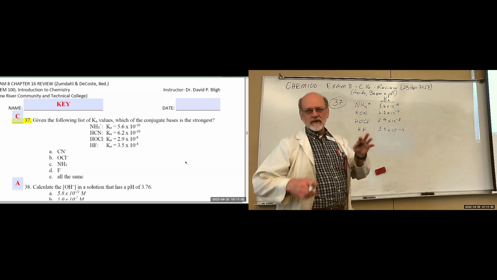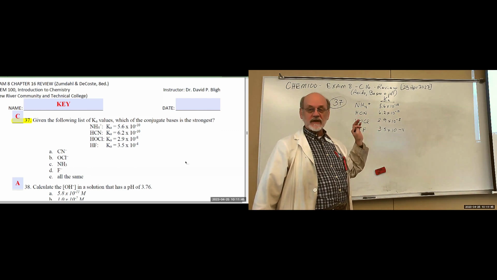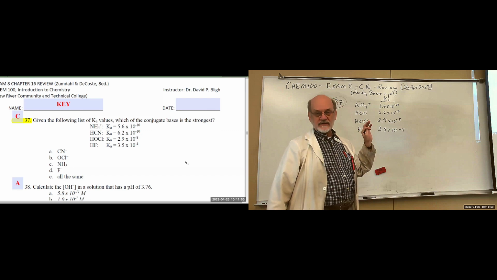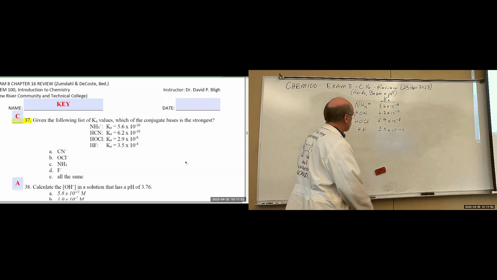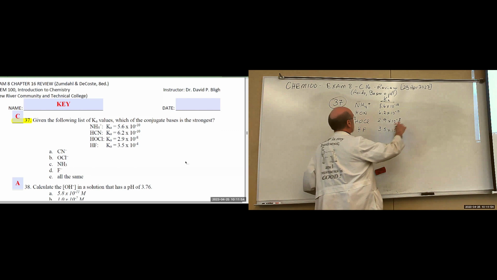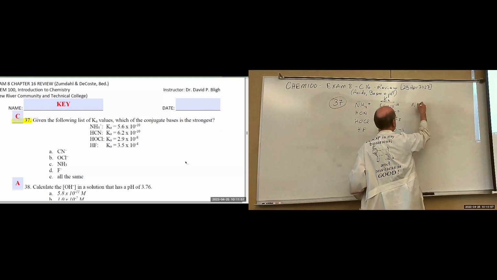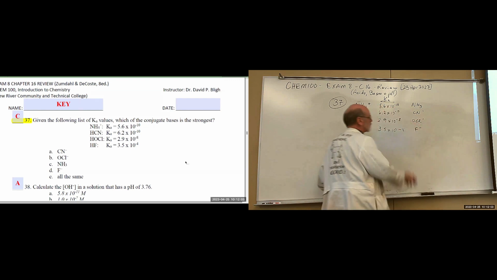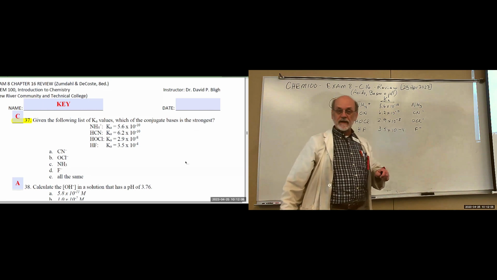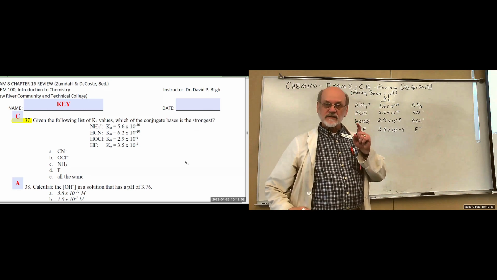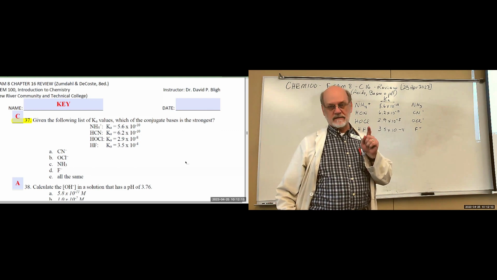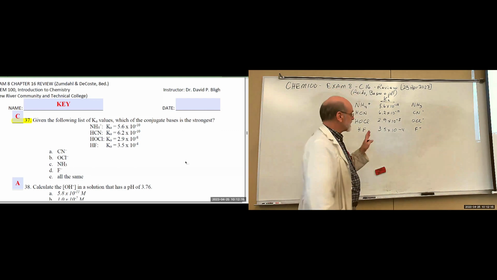But this problem, we're not going for that one. We're going for the strongest conjugate base. So the conjugate base, since these are the acids, what's the conjugate base? Right? NH3, CN minus, OCl minus, and F minus. So which one of those is the strongest base? The strongest base is produced by the weakest acid. So we've got to find the weakest acid here.